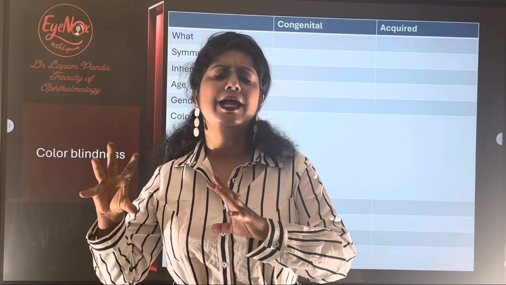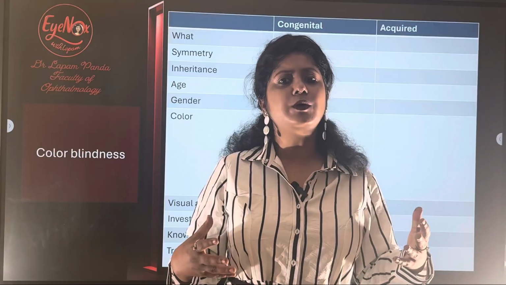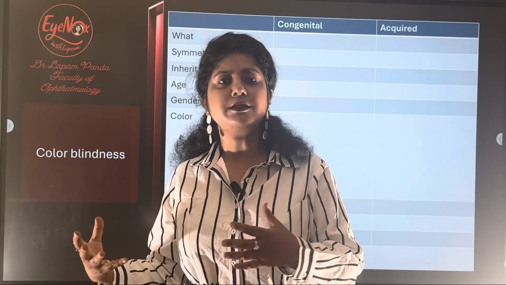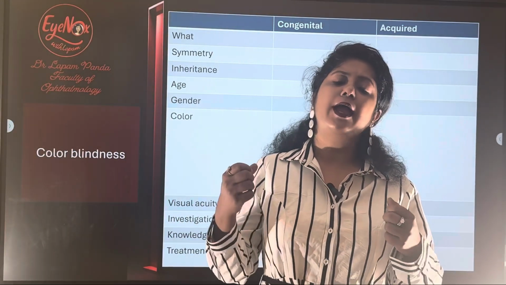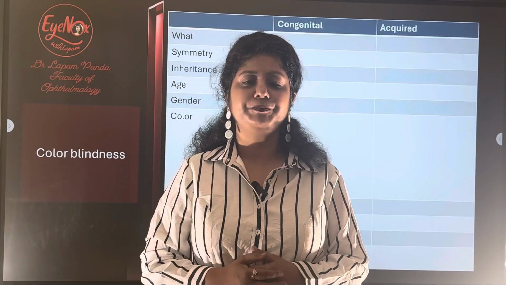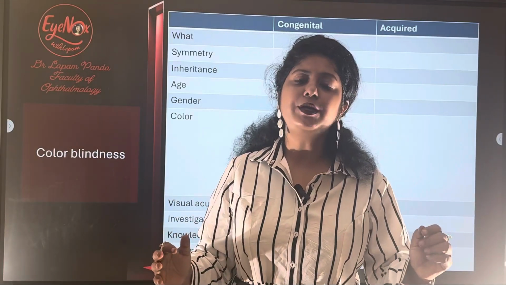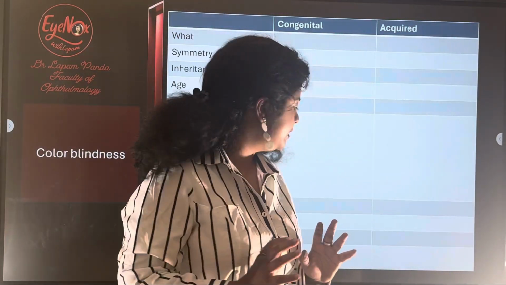The congenital usually has a red-green pattern of color blindness, whereas when we talk about acquired, the acquired can have a red-green pattern in case of optic nerve pathology, and it can have a blue-yellow pattern in case of the macular pathology. And congenital we cannot treat, whereas acquired we can treat depending upon the cause. So these basic things let us know.